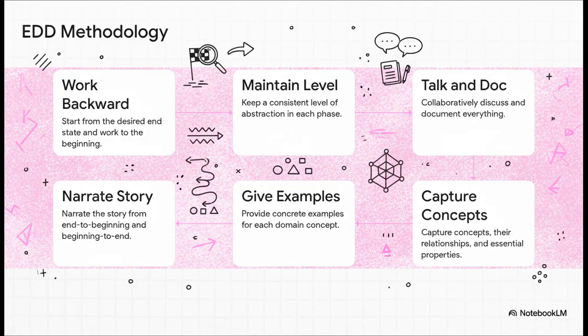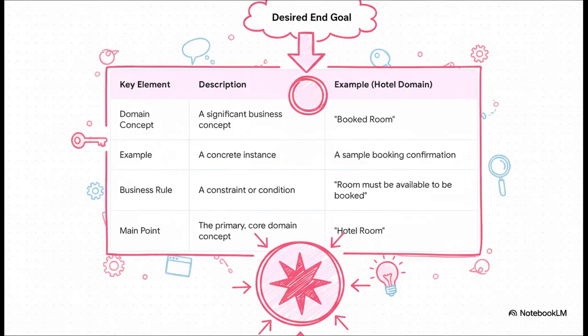Once you find a pattern to start with, the EDD method is actually really structured. First, like we said, you start from where you want to end up and work your way back. Our really key rule here is to maintain a consistent level of abstraction. That way you don't get lost in the weeds. The whole thing is super collaborative. You have to talk through and document everything as a team. You capture concepts and then, and this is so important, you provide concrete real-world examples for everything. And finally, you narrate the story you've built both forwards and backwards, just to make sure it holds up from every angle.